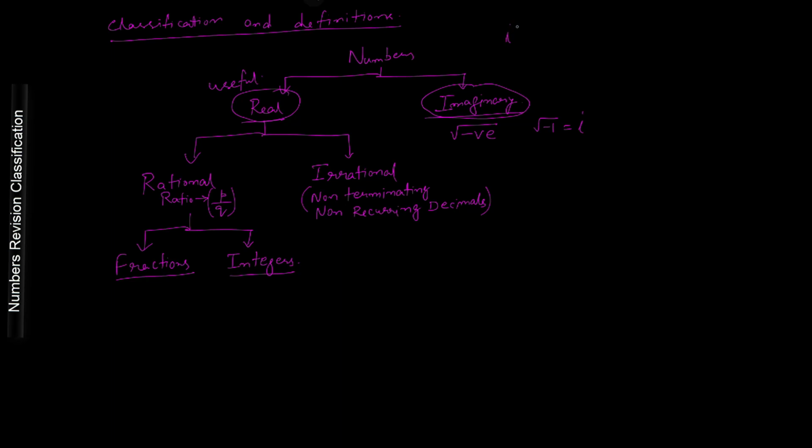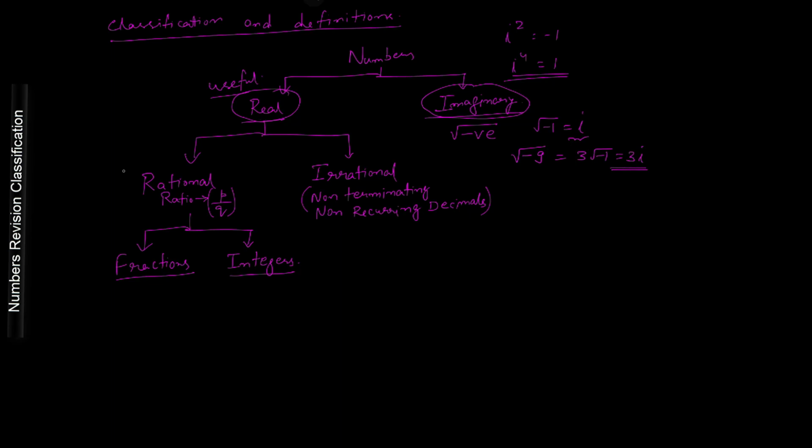A little bit more: i squared is equal to -1, i to the power 4 is equal to 1. So wherever i is involved, we'll call it an imaginary number. Just one example, root of -9 is equal to 3 root of -1, which is 3i. So this is an example of an imaginary number. All the other useful numbers for counting, measurement, and representation of size are real numbers.